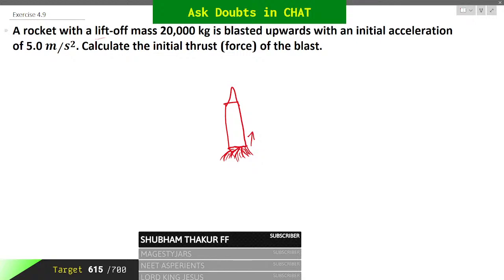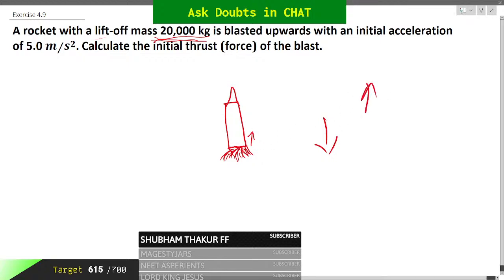Now, since we know that the mass of the rocket is given and it is not changing, the gravitational force mg would be acting downwards, and the reaction force needs to counter the gravitational force plus provide the 5 meters per second square acceleration, the inertia.